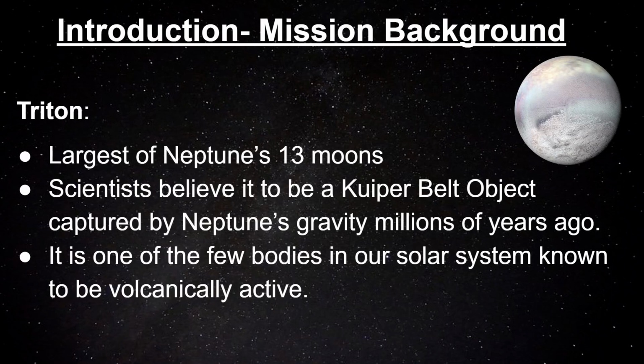For mission background, Triton is the largest of Neptune's 13 moons. Scientists believe it to be a Kuiper Belt object captured by Neptune's gravity millions of years ago, and it is one of the few bodies in our solar system known to be volcanically active.